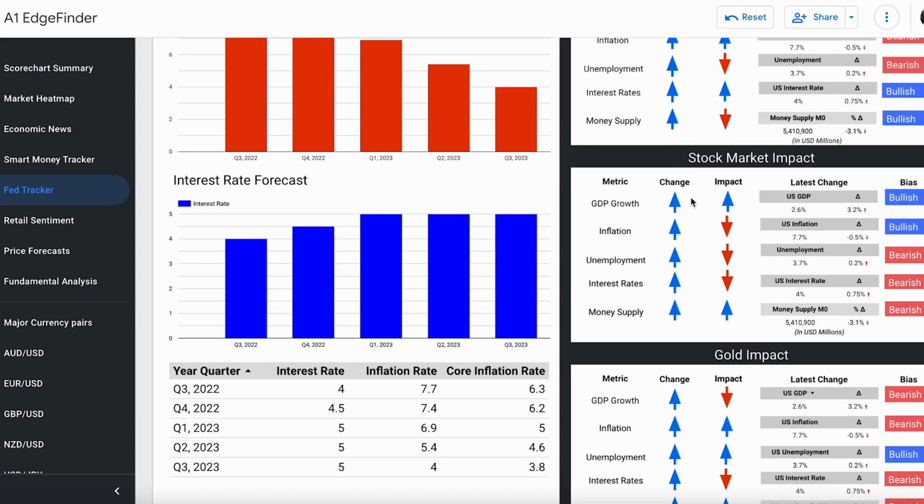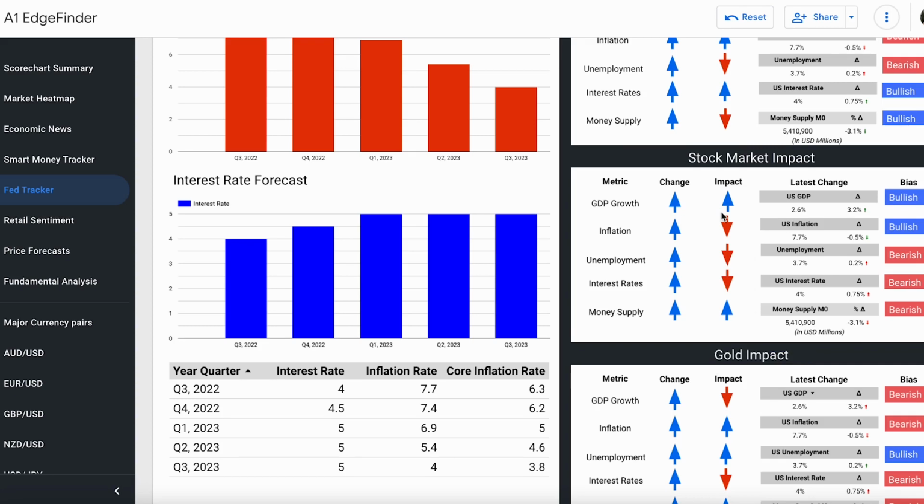Stock market impact. Again, same thing. GDP growth is great. Of course, when we're talking stock market, we're talking about U.S. business. So as U.S. business does better, U.S. economy grows. That's a good thing for the stock market. Higher GDP, higher the impact for the stock market. 2.6% bullish reading there.